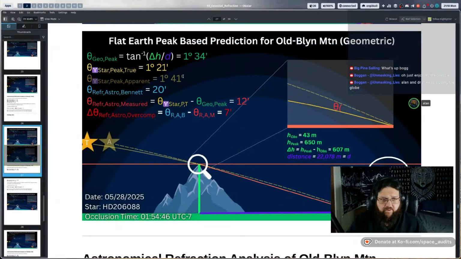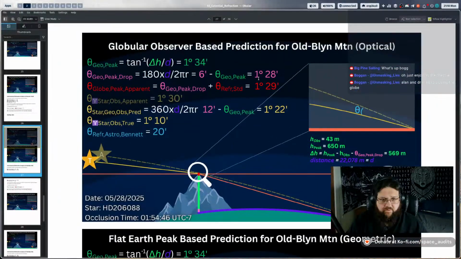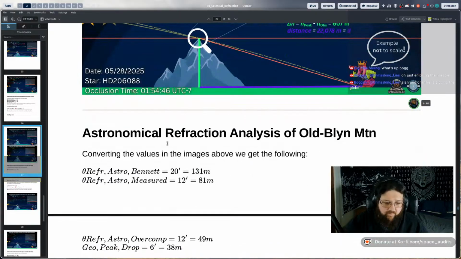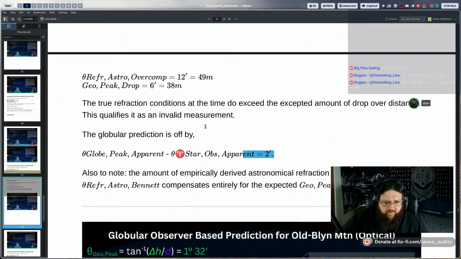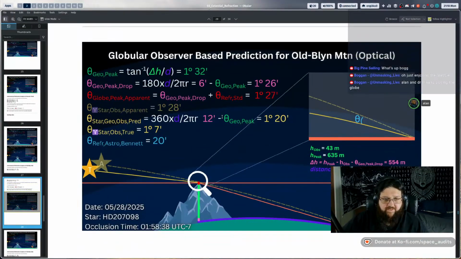Oh wait, what do they predict for? Yeah, 28 and 30. Okay, yeah. So they're off by 2 arc minutes there on that. And then we go down to the second measurement now.